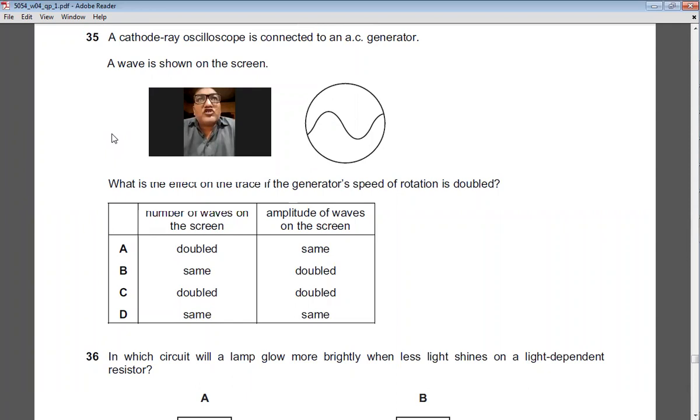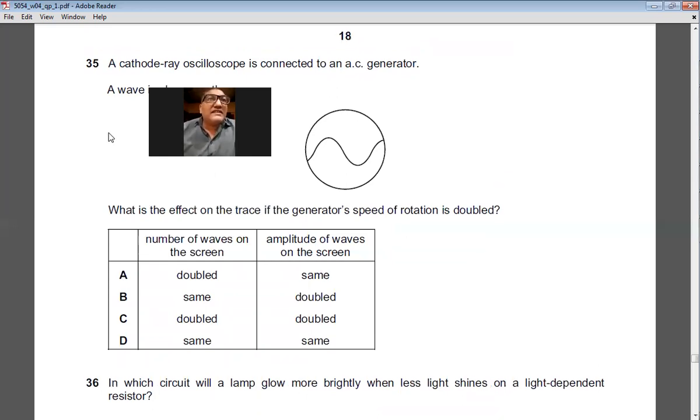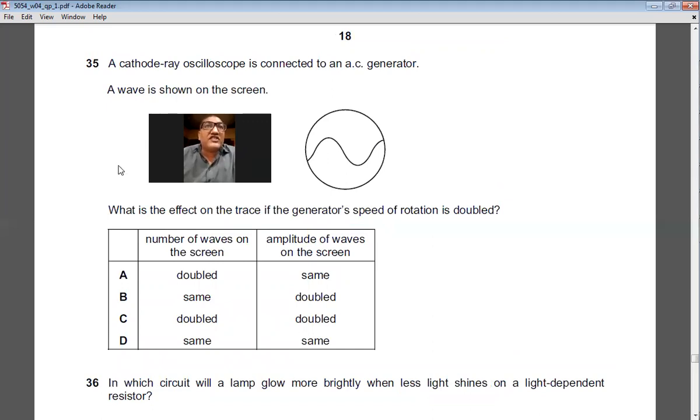A cathode ray oscilloscope is connected to an AC generator. A wave is shown on the screen. What is the effect on the trace if the generator speed of rotation is doubled? It's a very famous question. When you double the speed of the generator, the frequency of the display will double. So the number of waves showing on the display should double, and the amplitude of the wave will also double. So I think C. Question number 35, C should be the answer.